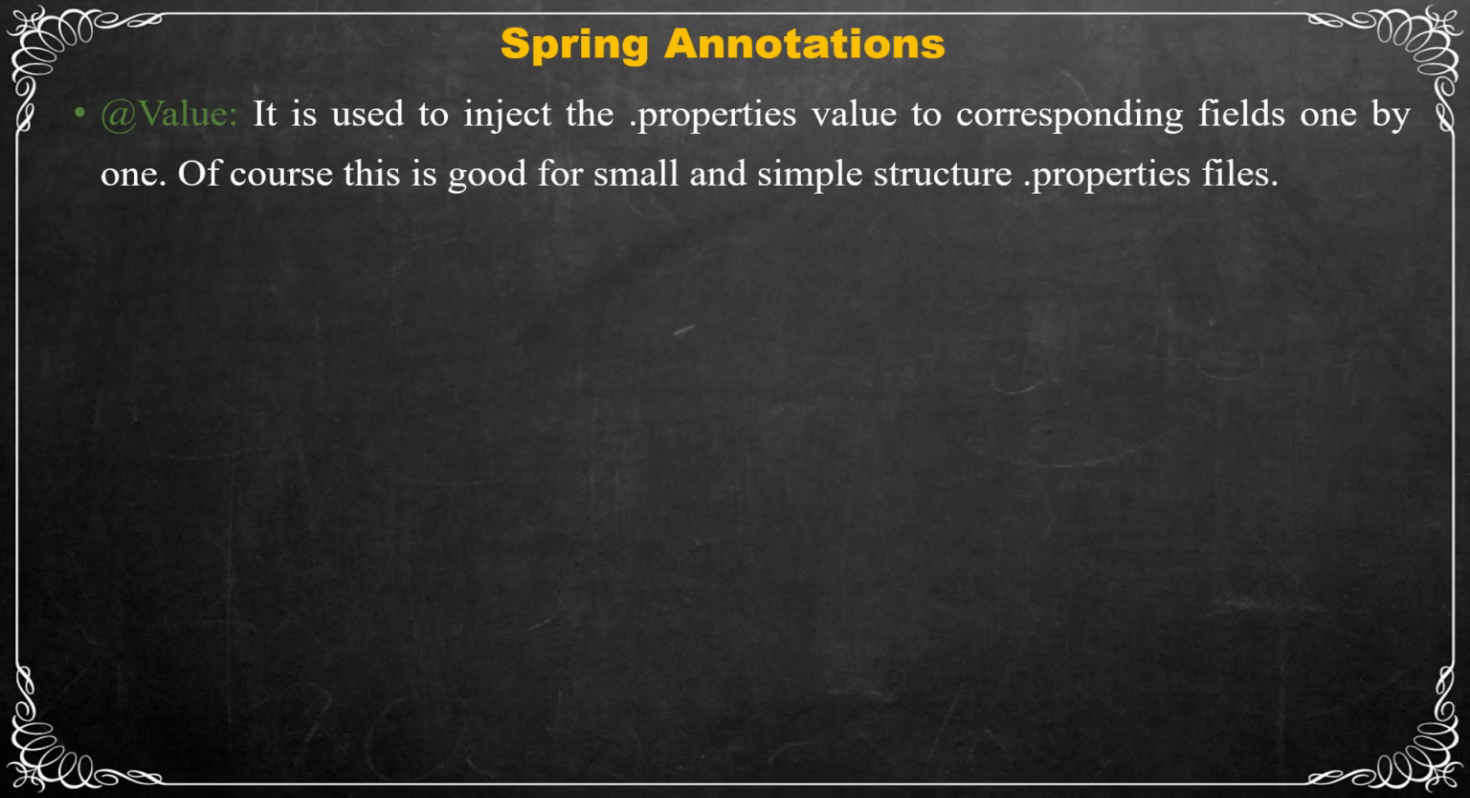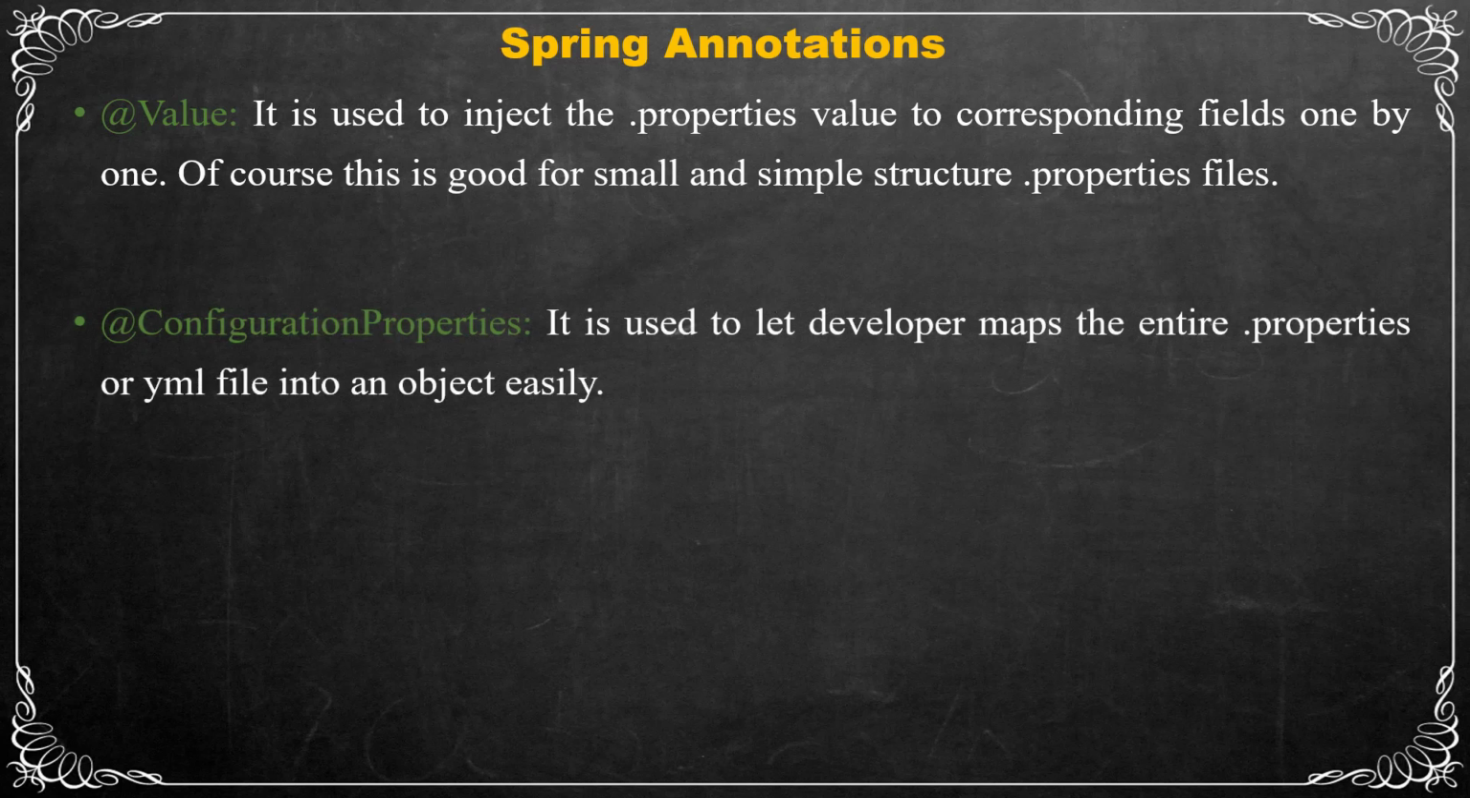Value annotation is used to inject the value of attributes in a .properties file to corresponding fields one by one. Of course, this is good for small and simple structured .properties files. Configuration properties annotation is used to let developers map the entire .properties file or YAML file into an object easily.